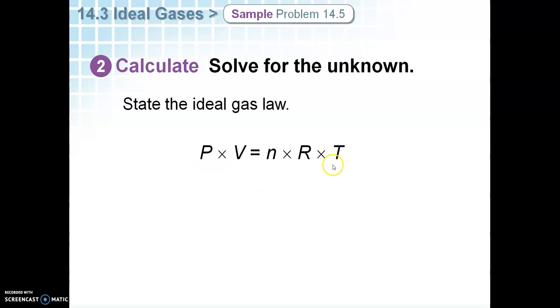Now we know PV equals nRT. I don't know why they feel they have to put the little X's for multiplication in there. You're not in 3rd grade. You don't need that. But PV equals nRT. We can simply plug in pressure, volume, R, and T and solve for moles.